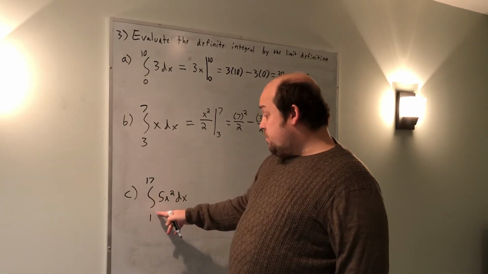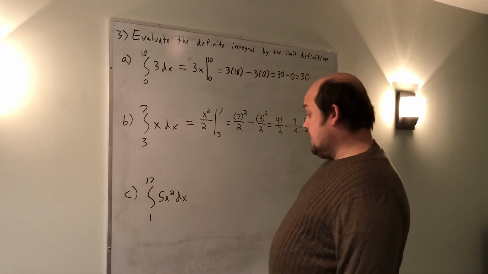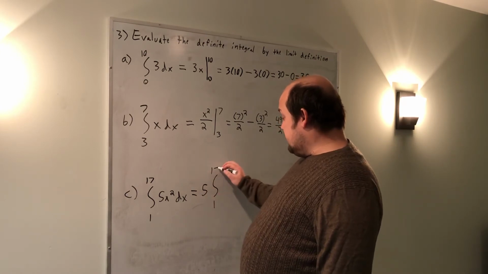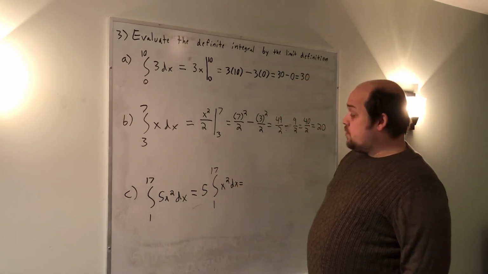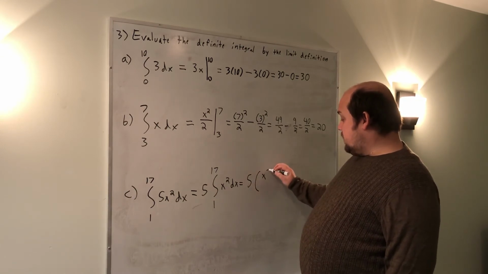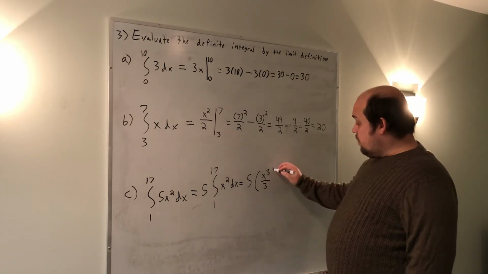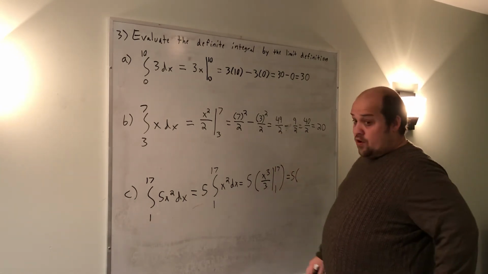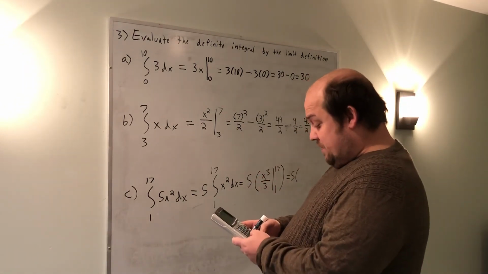If I now go to the final problem on this video, where I'm going from 1 to 17 of 5x squared dx, I can consider that the same thing as 5 times the integral from 1 to 17 of x squared dx. When I integrate x squared, I add 1 to the power, so that gets me to x to the third. I divide by the new power, divided by 3, and I want to go from 1 to 17. I definitely don't know what 17 cubed is, let alone 17 cubed divided by 3. So let me put that in my calculator.